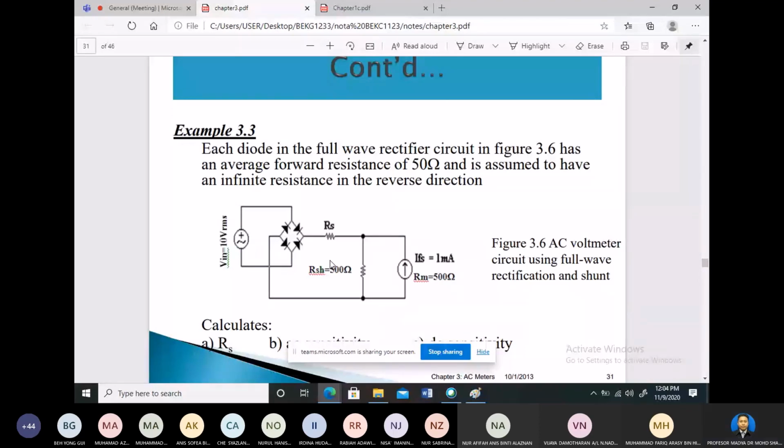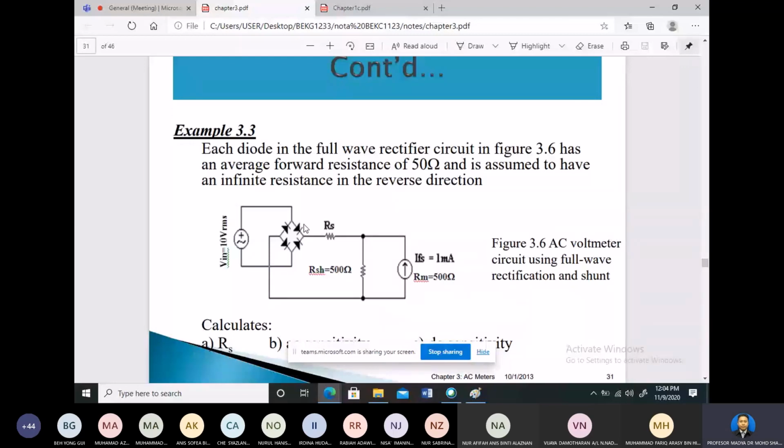That means in the reverse, the negative cycle will be 0. Assume infinite resistance, that means very big, so current is not allowed to flow through the diode. So automatically it will be an open circuit for the negative.